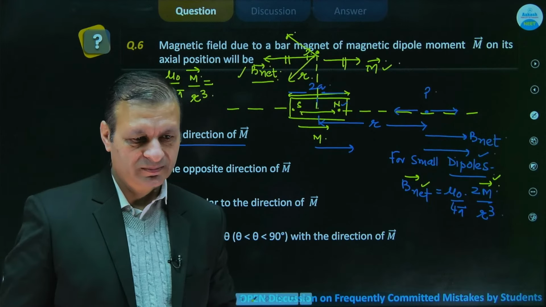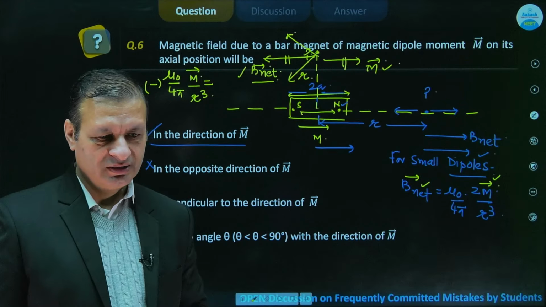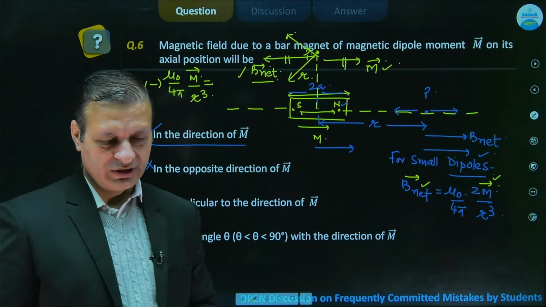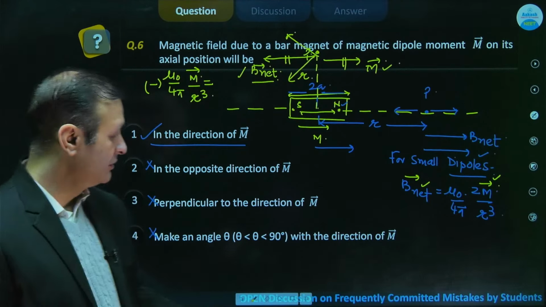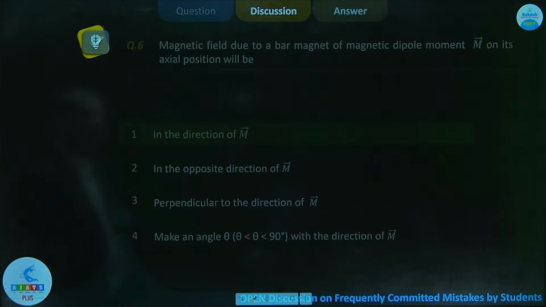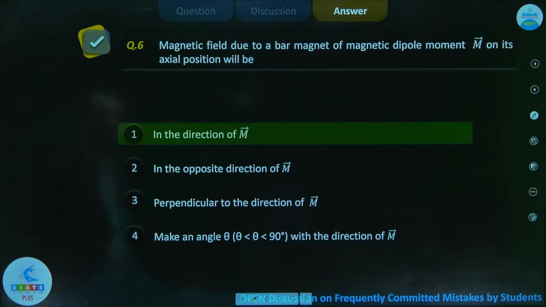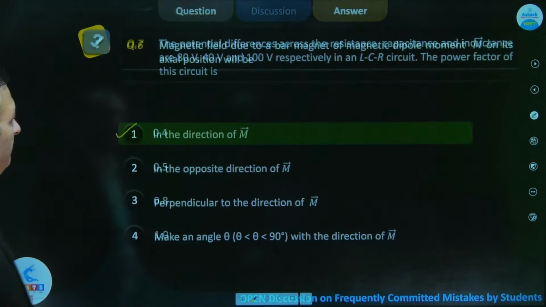Shall we? Triveni, Chaudhary, okay, good. So now moving to the next question. So that was the answer in the direction of M.